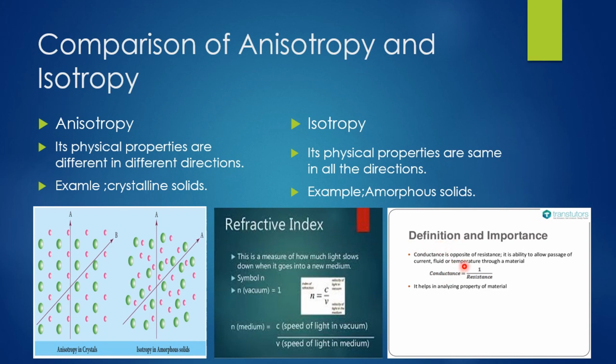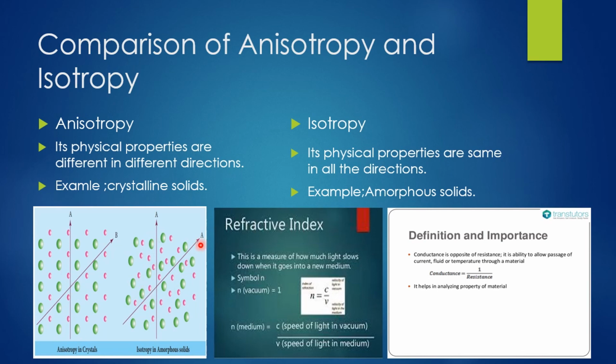Now let's see electrical conductance. Conductance is nothing but the reciprocal of resistance. Whether it is the conductance or the refractive index, when you measure it in an amorphous solid, you will get the same property in all directions.